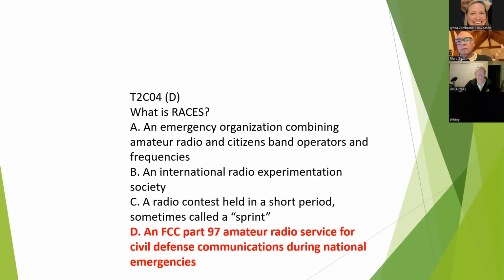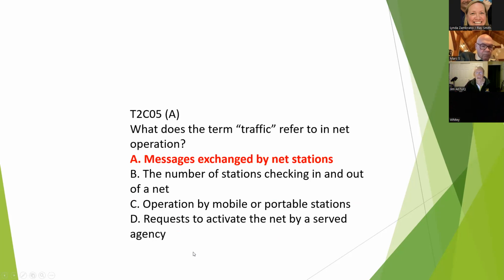What is RACES? We just covered that. Now, FCC Part 97 is the part of the FCC rules that covers amateur radio, and it's defined in there. Again, civil defense, RACES, radio amateur civil emergency service. It's got civil in the title, so civil defense is the thing to remember there. What does the term traffic refer to in net operations? Messages. We talked about the exchange of messages, message form, that sort of thing. So messages is the easy answer there.